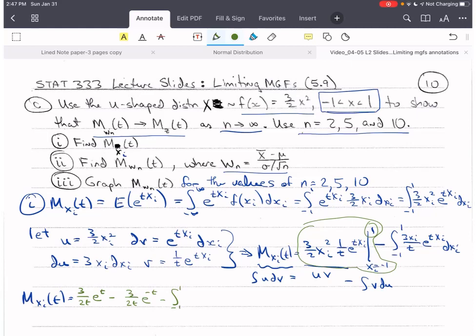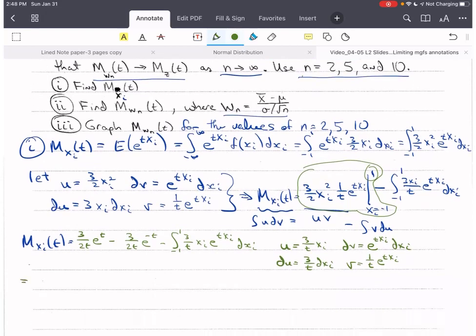And then we're still subtracting this integral from -1 to 1 of 3 over t xi e to the txi dxi. Now we have to do integration by parts again. So now we're going to let u equal 3 over t xi, and dv will equal e to the txi dxi. And so du is going to be 3 over t dxi. V is going to be 1 over t e to the txi. We're taking the integral there.